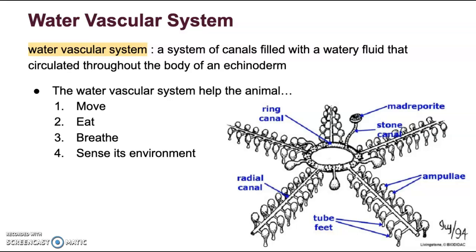You'll notice that again, there's a central ring, a ring canal, and then off of that ring canal, we have radial canals, just like we had the radial nerves. So they're going to branch off of the center and up each arm. Connected to the radial canals, hopefully you can see in the picture that there are tubed feet, and those tubed feet help the echinoderm to move.